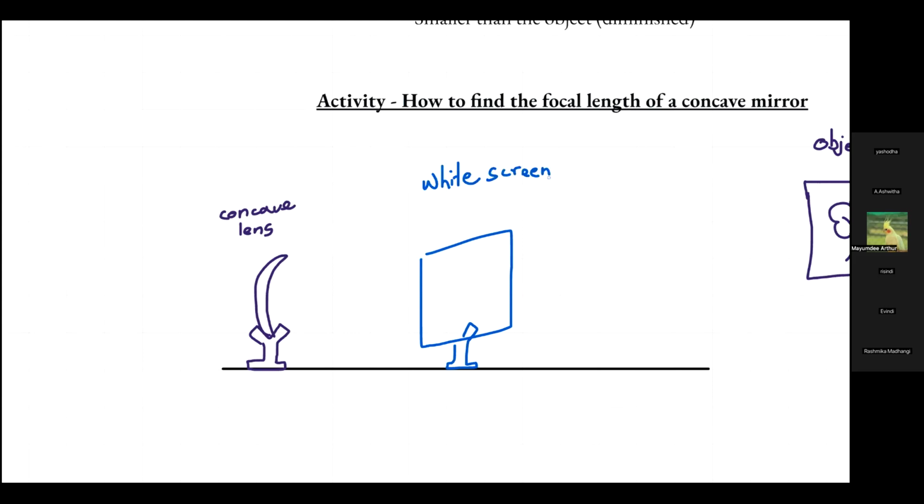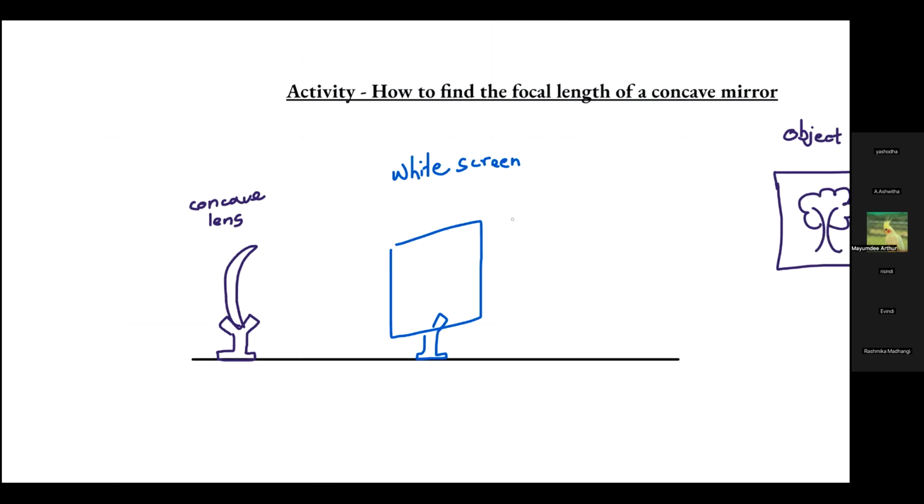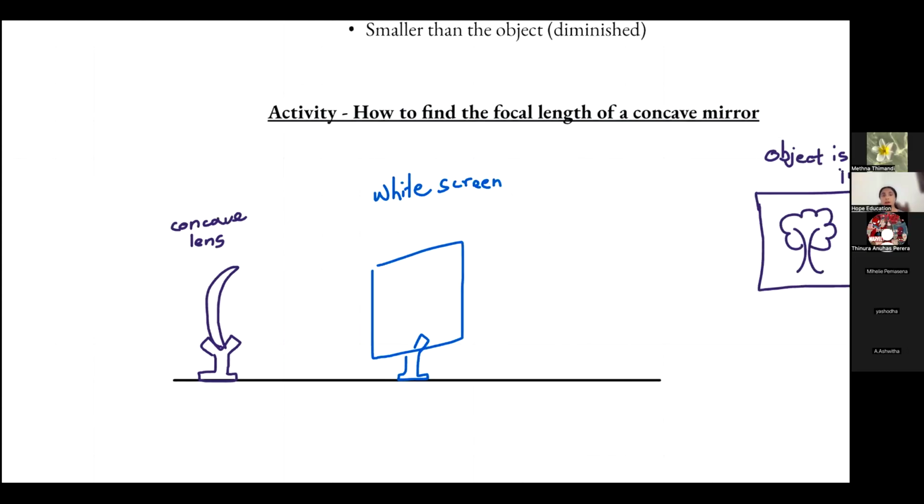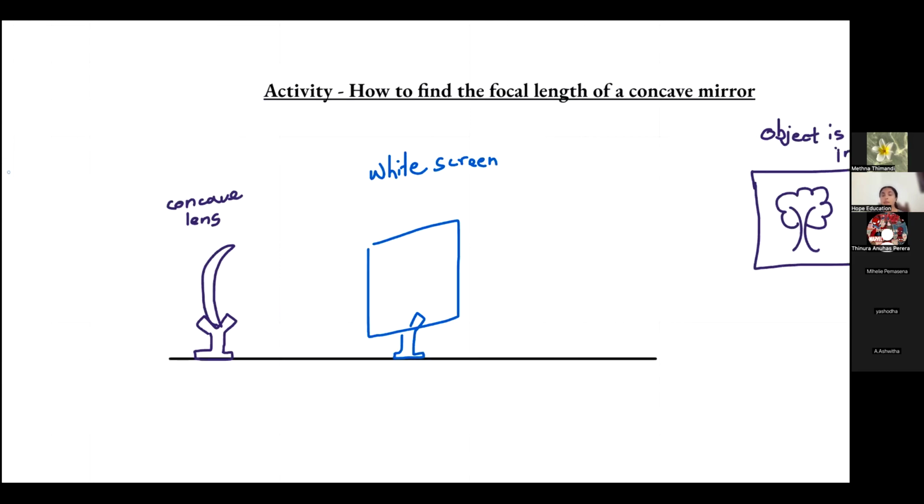Now I have an object that is far away, and I have my concave lens and a white color screen. Since the object is far away, I assume that the object is at infinity, so I know the image will be formed on the focal point.